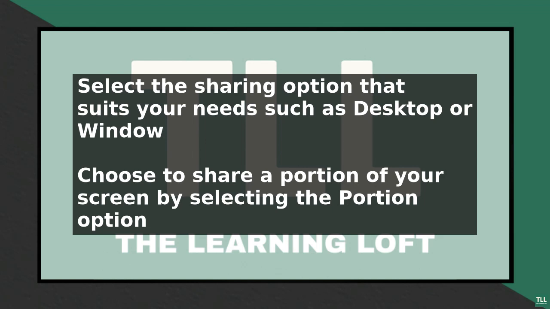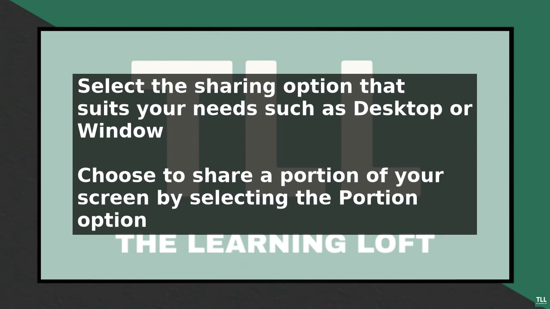Make sure to close any unnecessary windows or applications that you do not want to share with the meeting participants. You can also choose to share your audio or computer sound by checking the boxes next to Share Computer Sound and Optimize for Video Clip. Once you are ready, click on the Share button to start sharing your screen.